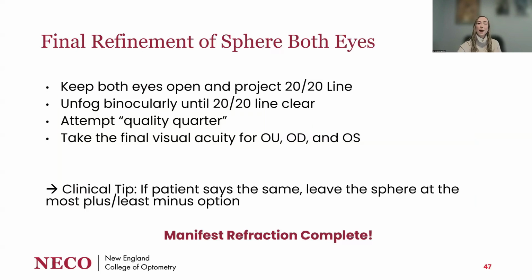Once we have completed binocular balance, we assume that the patient is still fogged. They still have those plus lenses in place, and we project the 20/20 line. We'll then remove plus or add minus binocularly until they're able to read the 20/20 line with both eyes. Here you can attempt the quality corridor, which I would recommend only doing if they truly subjectively appreciate that extra click of minus. If it just makes it darker and bolder, or they don't notice much of a difference, avoid over minusing them and make sure to go with the most plus endpoint.